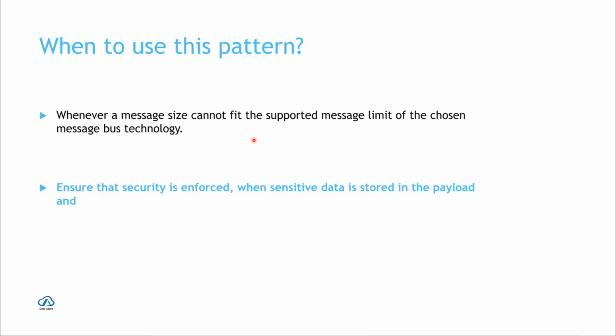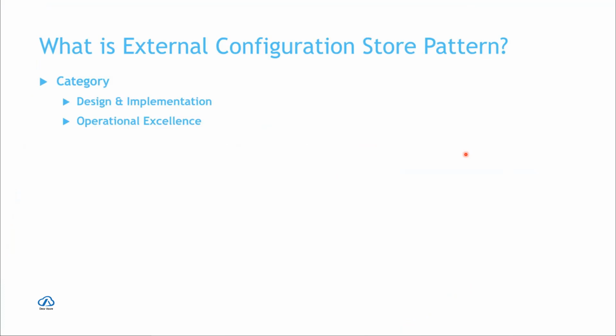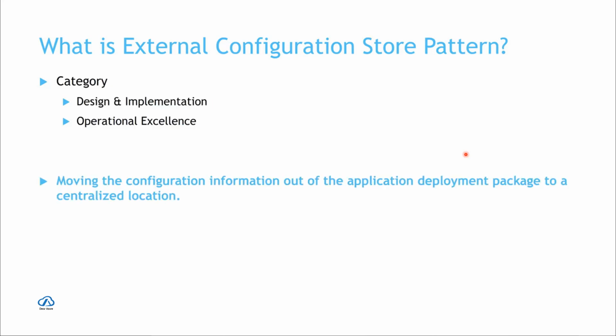All right, let's move on to the external configuration store pattern. This pattern comes under the design and implementation and operational excellence categories. It's primarily trying to pull out the configuration information from the application deployment package and put it in an external central location. And there are a lot of benefits of doing this.